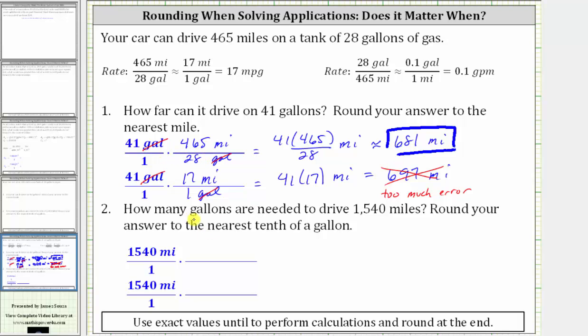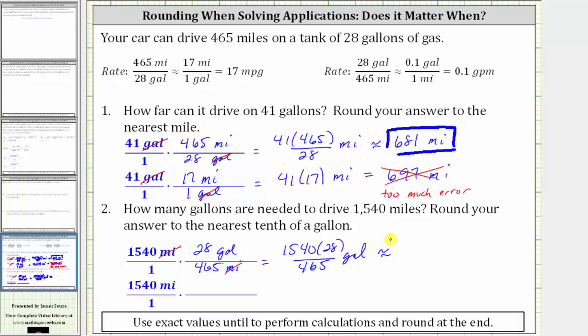And now for number 2, how many gallons are needed to drive 1,540 miles? We begin by writing this as a fraction with the denominator of 1. Because we want miles to simplify out, we use the rate with miles in the denominator, which is the second rate here. So the correct way is to use the exact rate of 28 gallons per 465 miles. Notice how the units of miles simplify out, leaving us with 1,540 times 28 divided by 465 gallons.